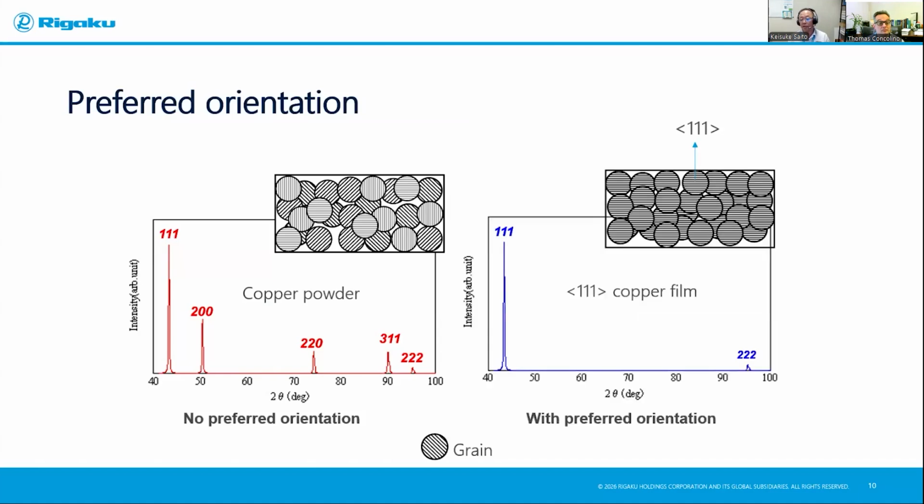However, if you deposit copper as a thin film on a glass substrate, for example, because this is a face-centered cubic structure, the 111 atomic plane is going to align parallel to the sample surface. So eventually you see only the 111 or its higher-order diffraction peak. From only one or two peaks, it's almost impossible to identify the phase. That's a challenge in analyzing thin films by X-ray diffraction.